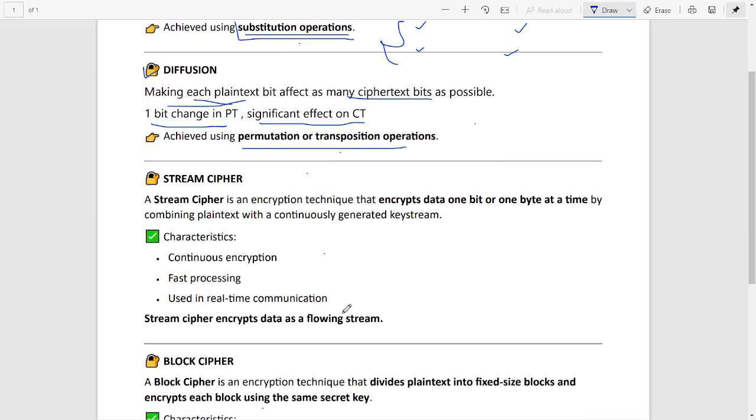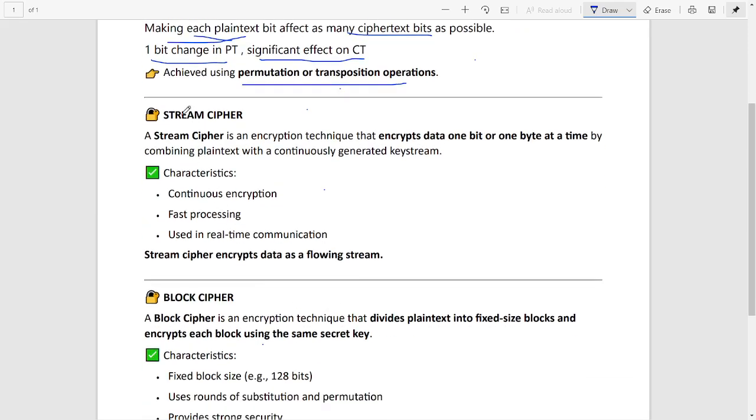Now next, we have two more things, that is stream cipher and block cipher. Both are encryption techniques. Let's see what this stream cipher is. Simply, it encrypts your data one bit or one byte at a time. It means it operates on bits. It takes one bit and a corresponding key and encrypts it, then takes the next bit and next key and encrypts again. So actually it operates on bits, or one byte, that is 8 bits. So this is about the stream cipher.